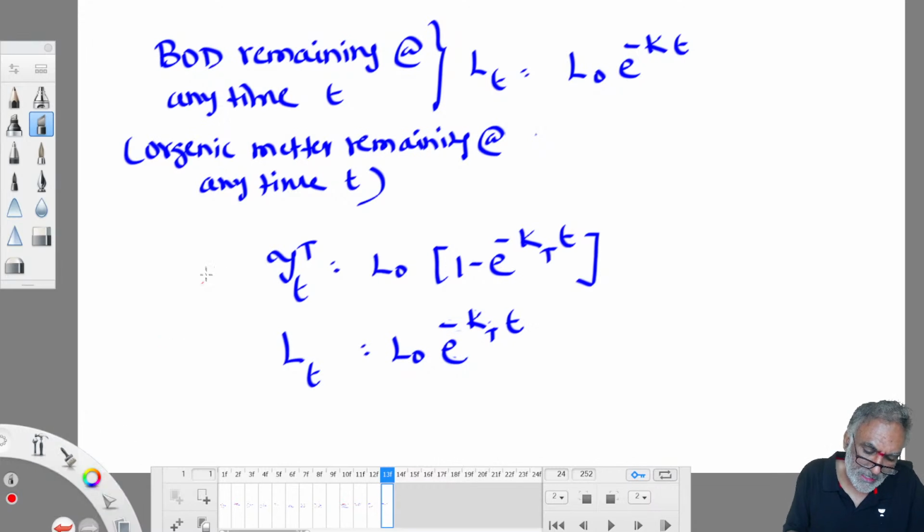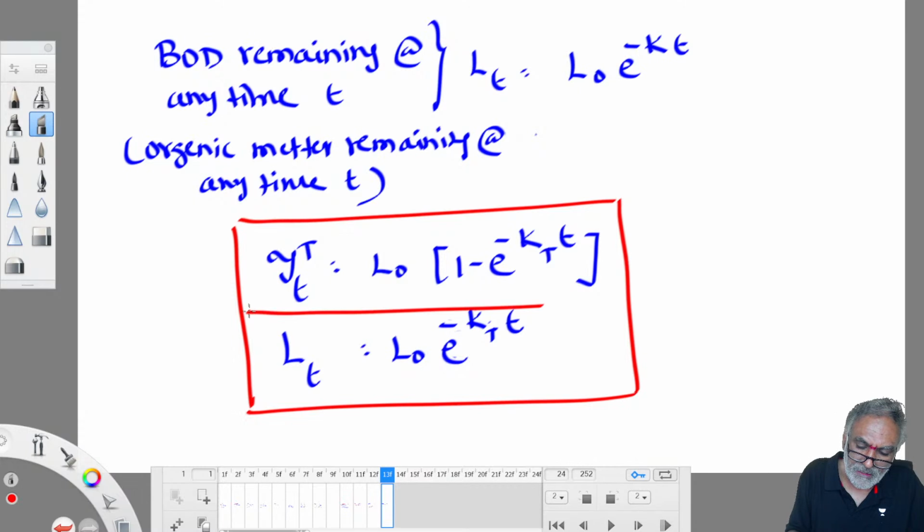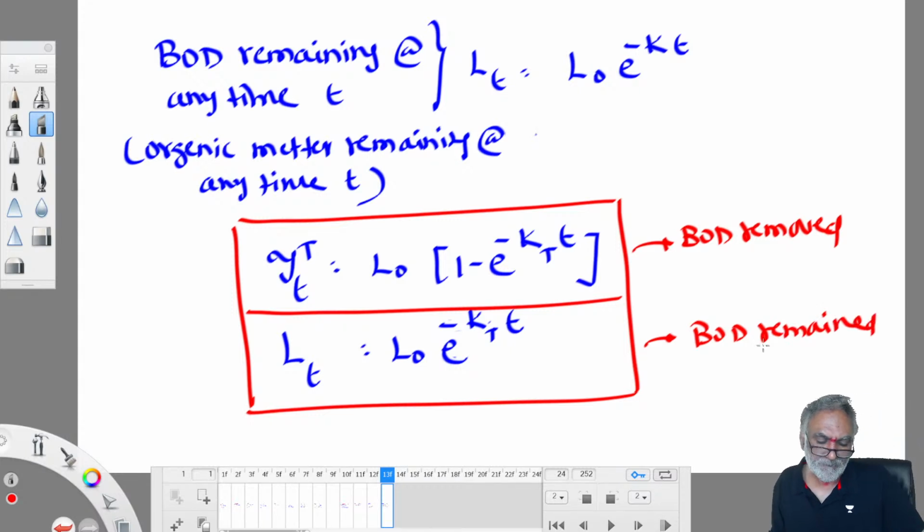So two equations are there. One is to measure BOD, the other one is to measure BOD removed. This is BOD removed, this is BOD remained. That is organic matter removed, this is organic matter remained. Using these two expressions, you can work out any problem.